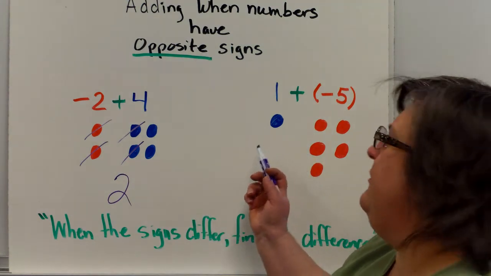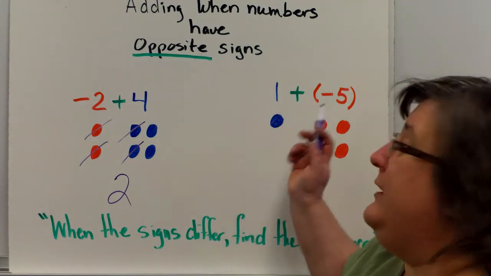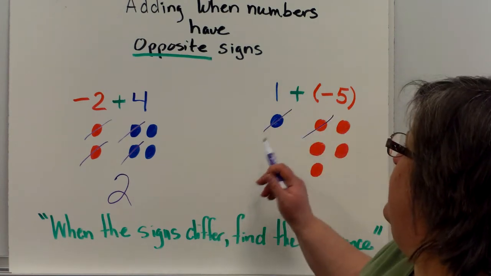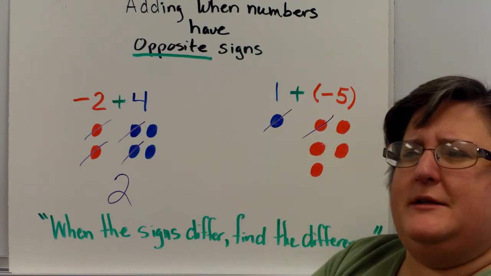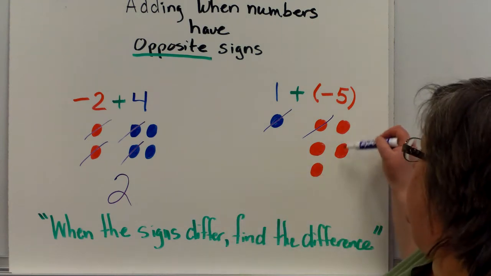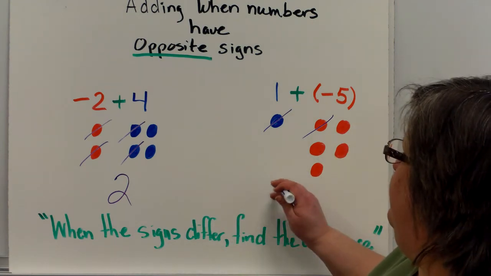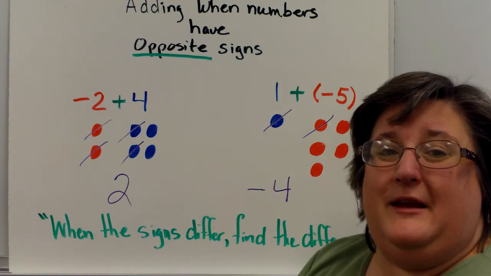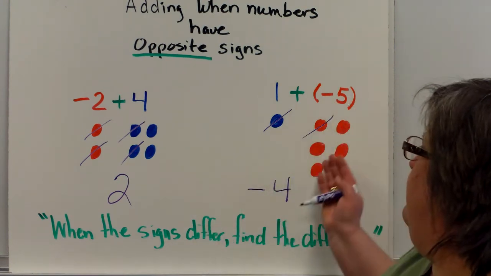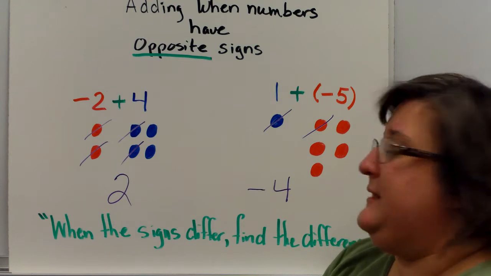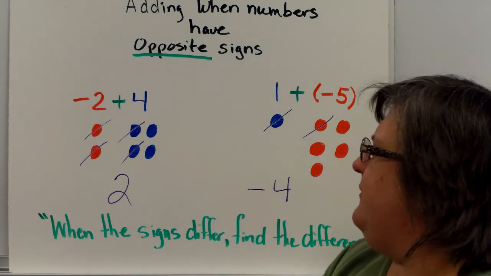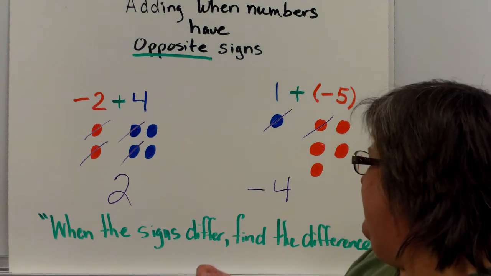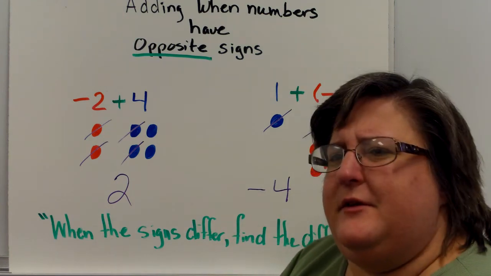Over on this example, we have a positive 1, and we're going to add a -5. So a positive and negative neutralize each other. Look what happens. 1, 2, 3, 4. We're left with a 4, but the 4 is on the negative. There are 4 from the negative side, so our final answer is a -4. Basically, you can think of the little phrase, when the signs differ, you have to end up finding the difference.